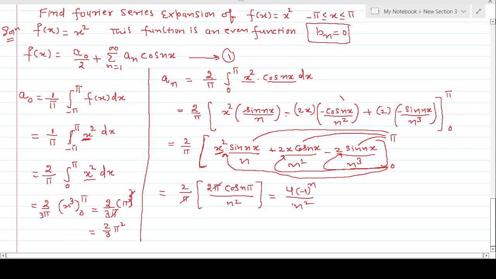Now after finding the values of a naught and an, you substitute these values in equation number 1. So f of x is equal to a naught by 2.